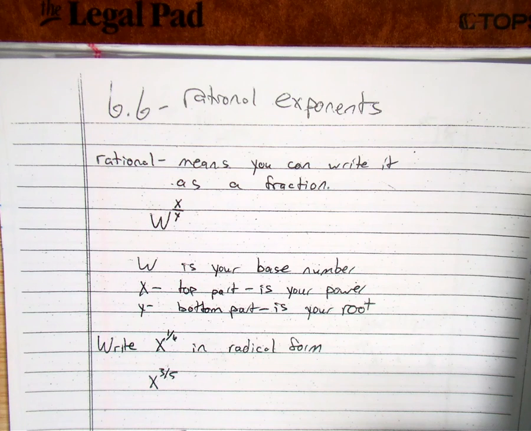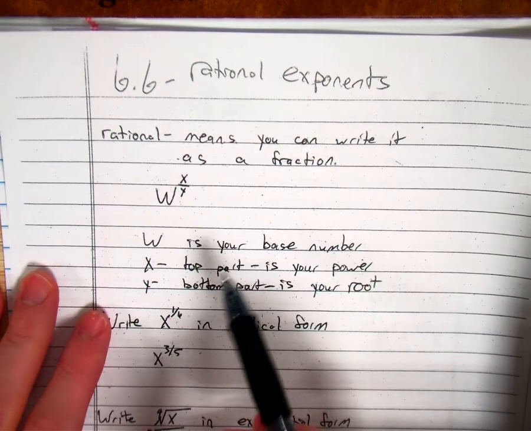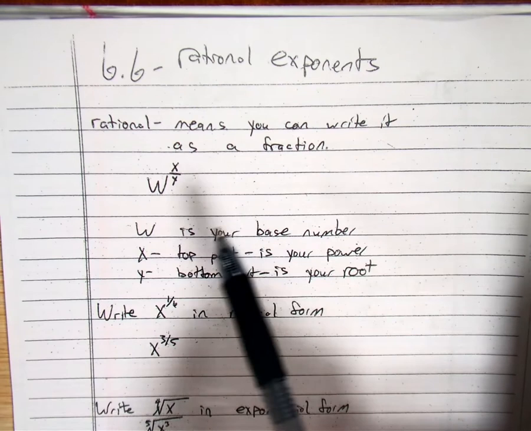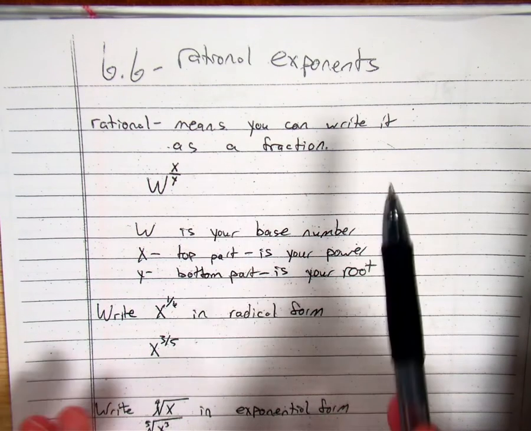What's up, Algebra 2? Here we are with 6.6, rational exponents. Rational means you can write it as a fraction. So we're having fractional exponents today. Alright, so we're going to be having things of the nature w to the power of x over y.